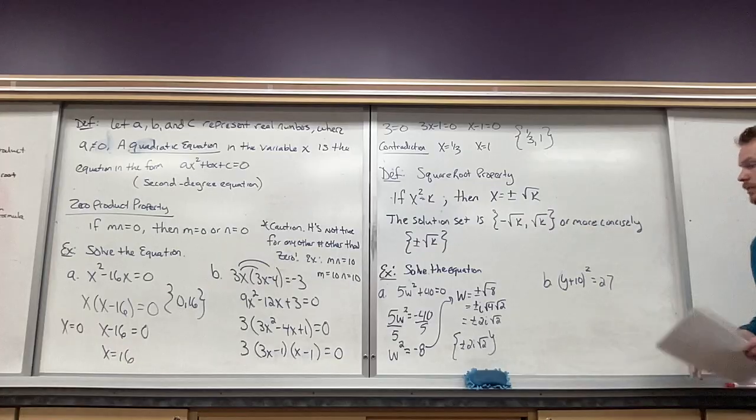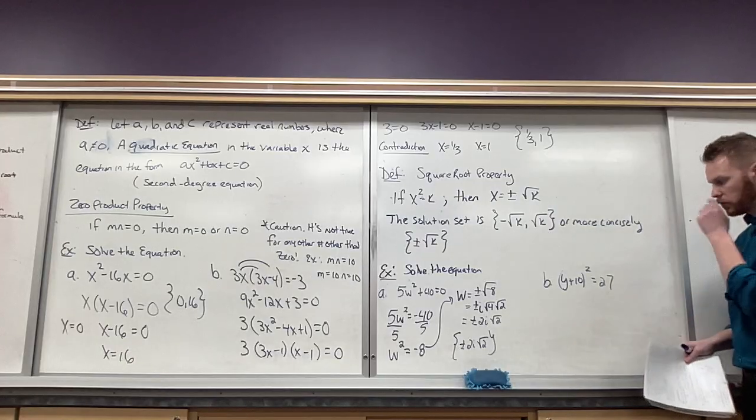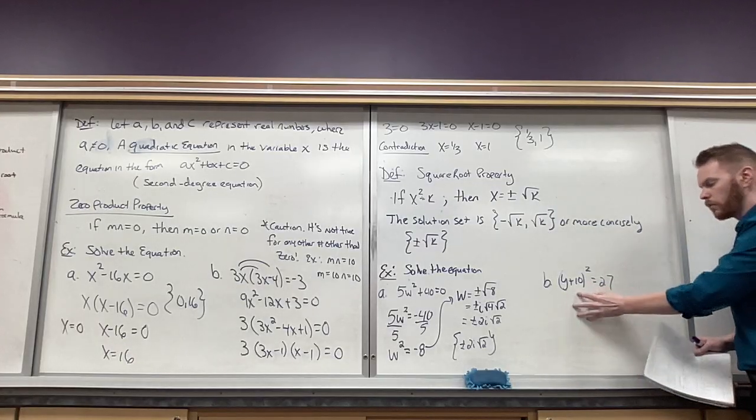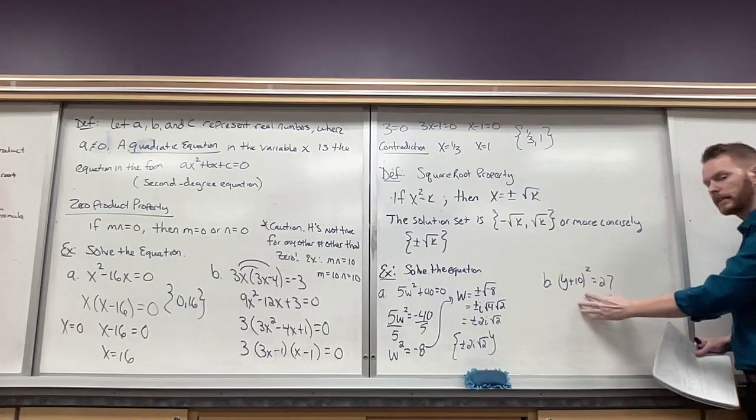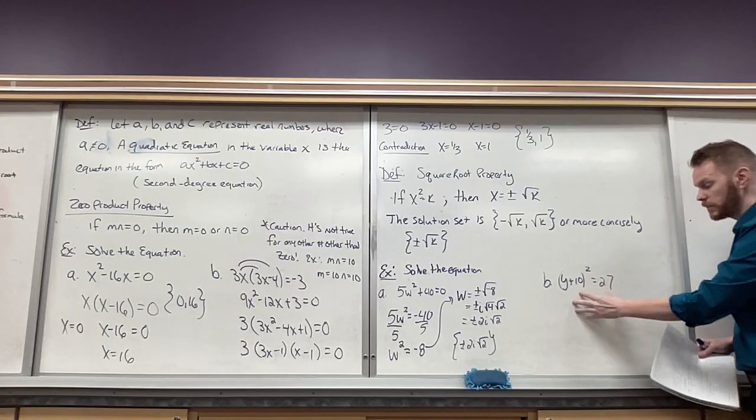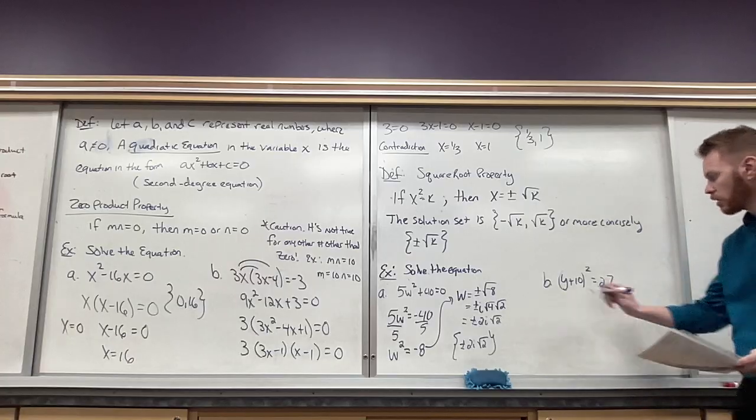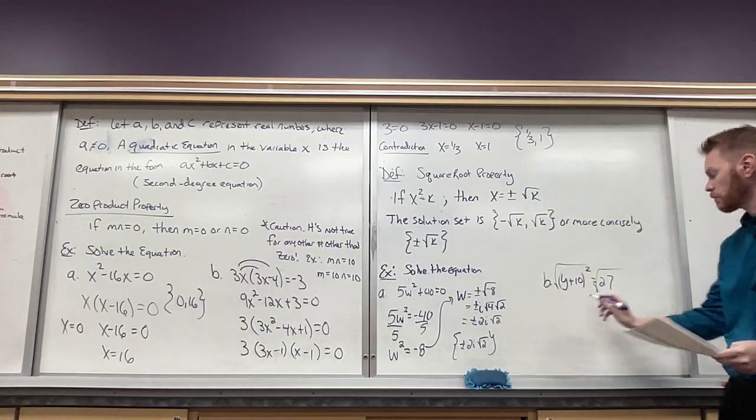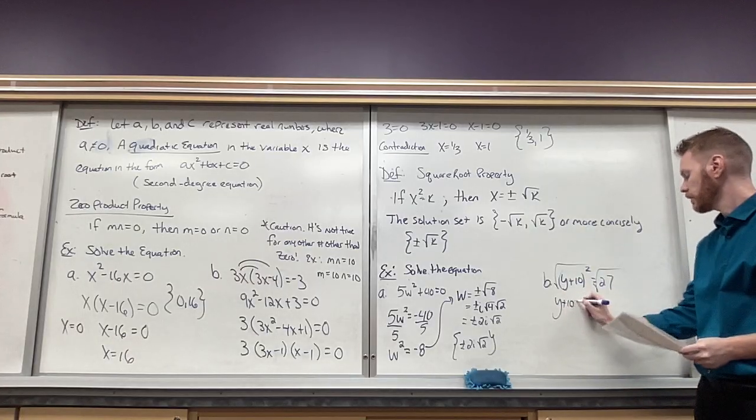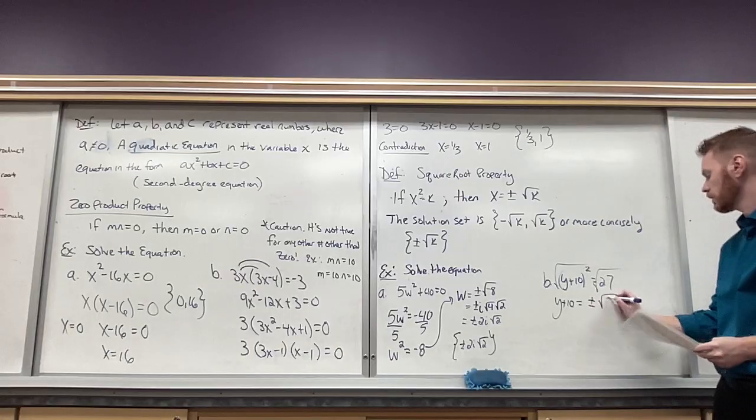Now over here, this is what we're going to talk about when we do complete the square, because this is our goal with complete the square. Can we create something like this? Because from this step, it's easier to solve for the variable. I want to get rid of the exponent by taking the square root to both sides. y plus 10 equals positive or negative square root of 27.